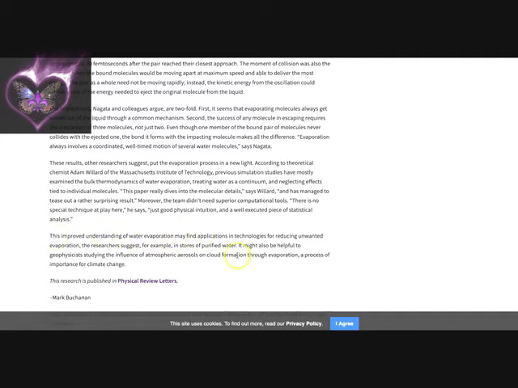This improved understanding of water evaporation may find applications in technologies for reducing unwanted evaporation, the researchers suggest, for example, in stores of purified water. It may also be helpful to geophysicists studying the influence of atmospheric aerosols on cloud formation through evaporation, a process of importance for climate change.